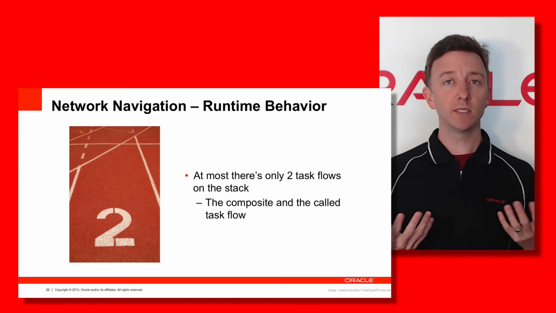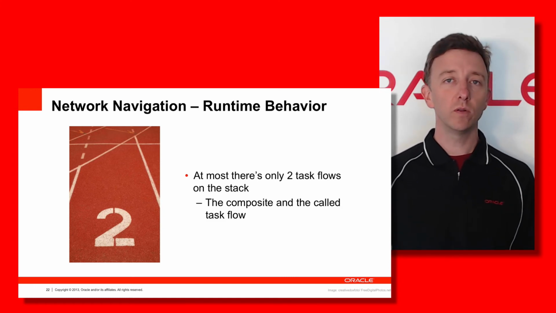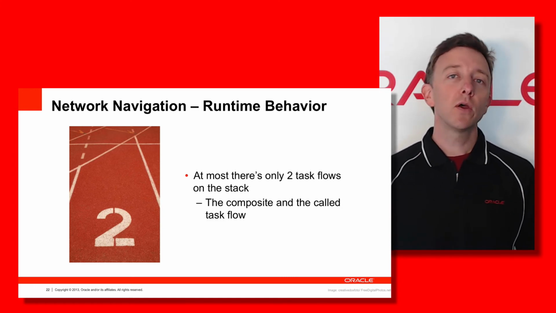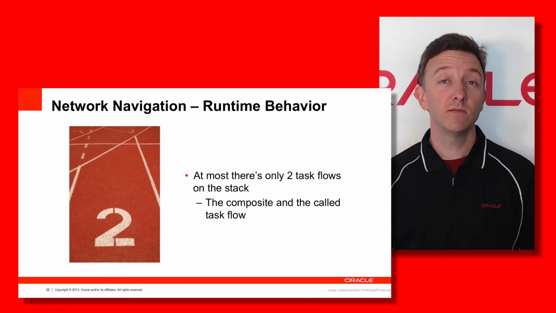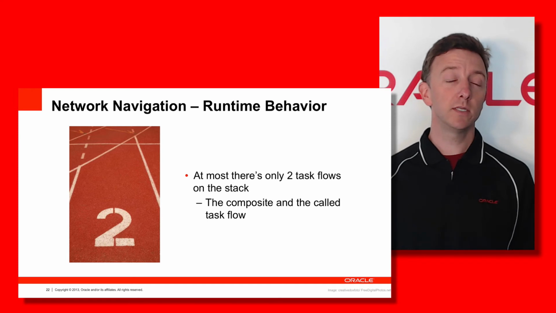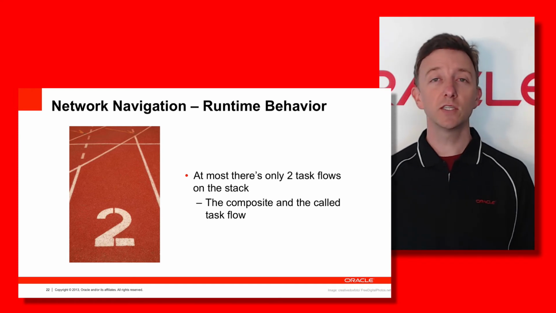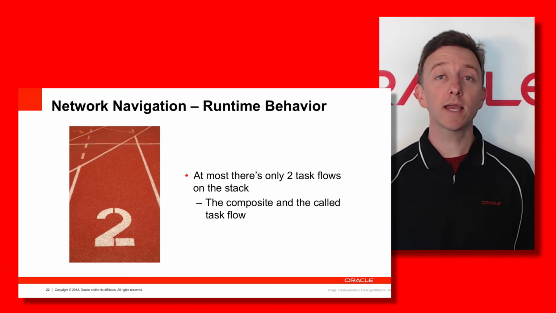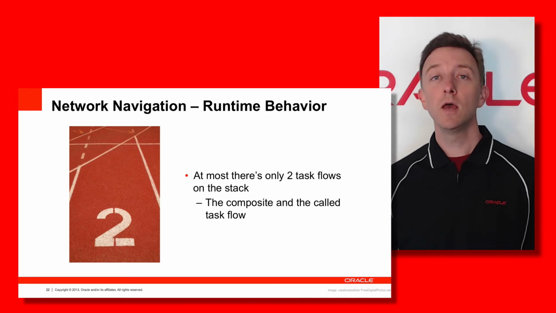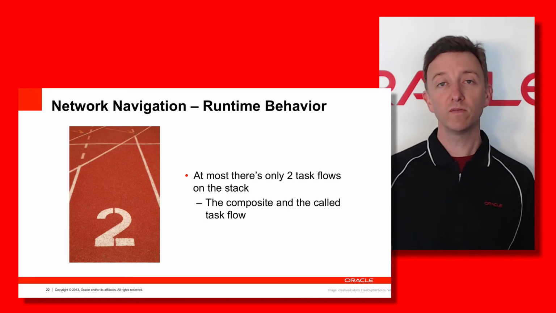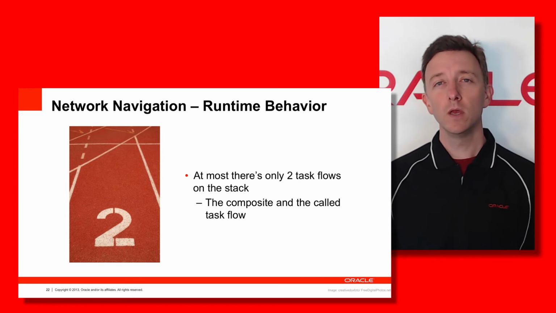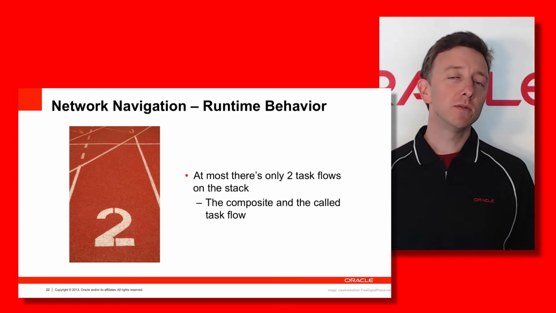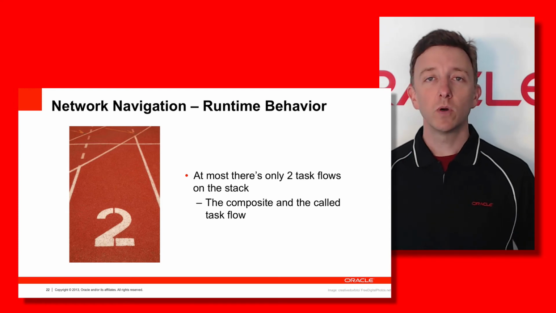It's going to be the composite task flow and the task flow that we've called down to. So as you can see, from a scalability point of view and a memory perspective, this is a much better situation, because now we've got numerous user sessions coming in on the stack, or in memory for each one of those user sessions. Purely from the point of view of task flows, they're not going to have a very large memory footprint. But there is a disadvantage with this particular network navigation model.